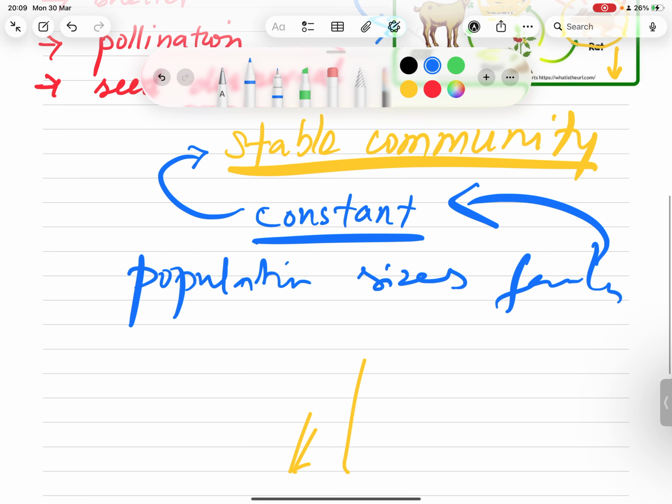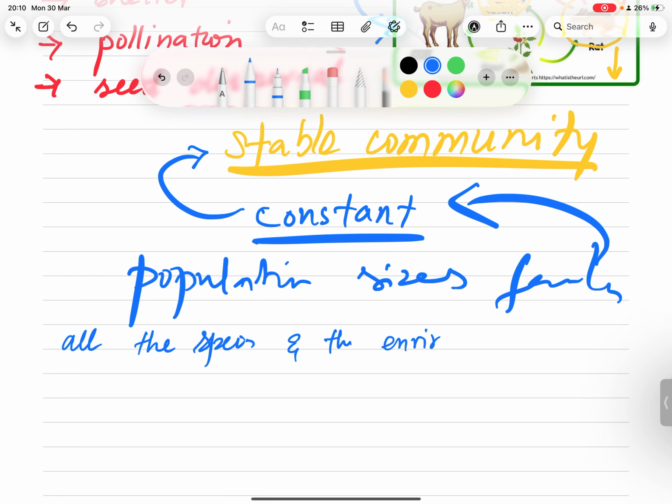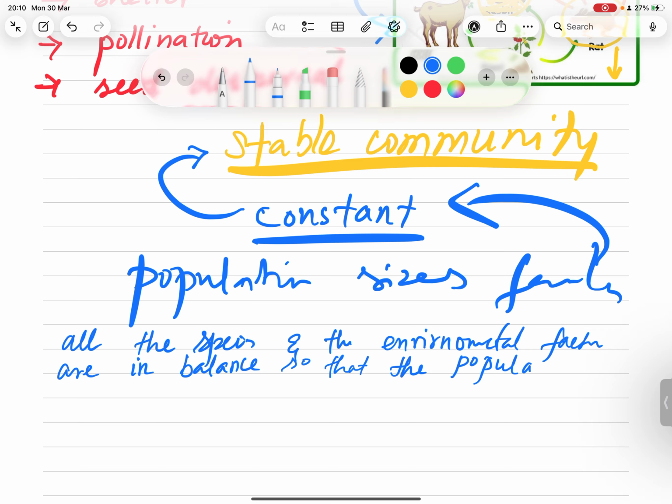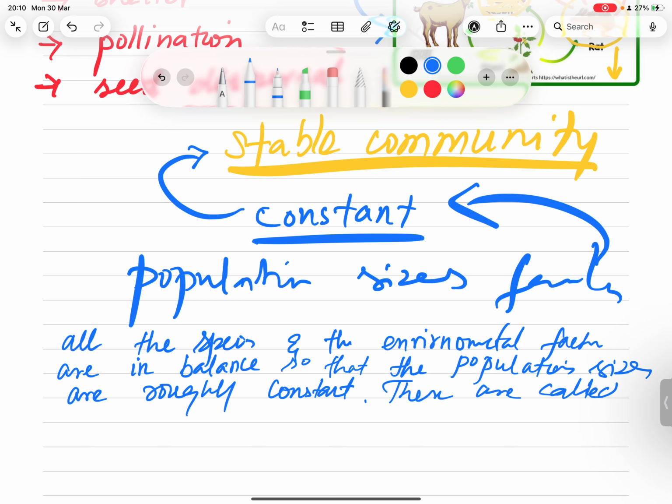Okay, so I'm going to just quickly give you a good definition for a stable community. So we're going to say all the species and the environmental factors are in balance so that the population sizes are roughly constant, which means they may go up and down in cycles. These are called stable communities.